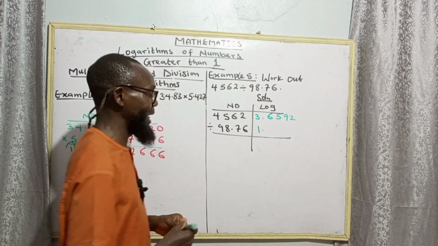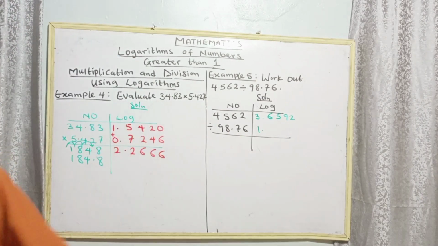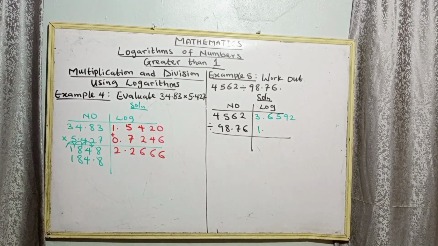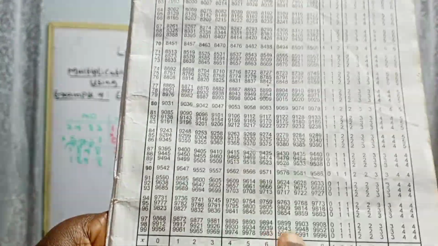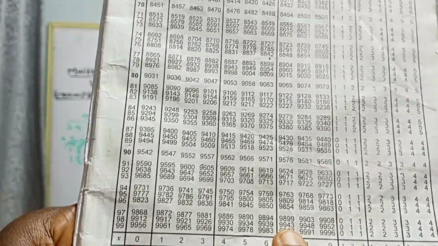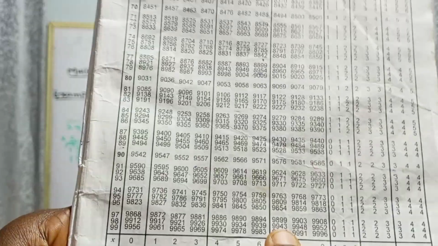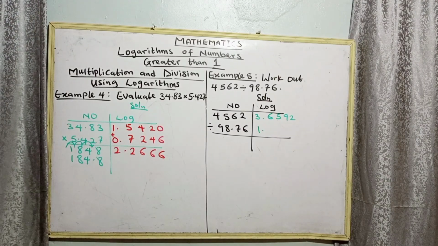Now, the next one is to check 98 under 7, difference 6. This is 98 here. Under 7, we have 9943. Difference 6, here we have 3. So when you add 9943, 98 under 7, with this difference 6, we have 9946.